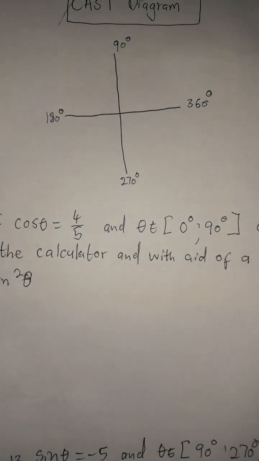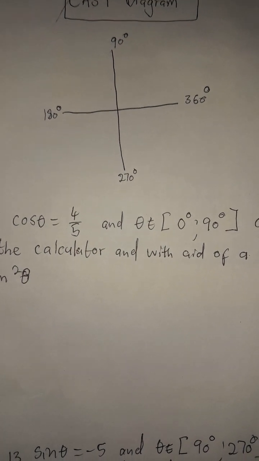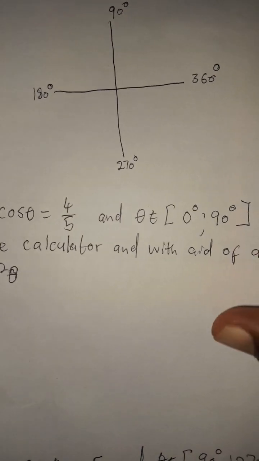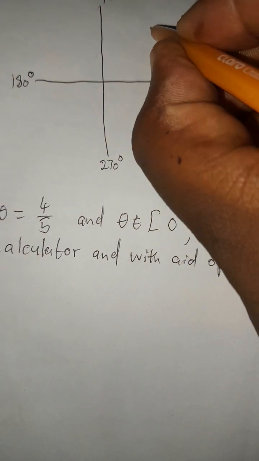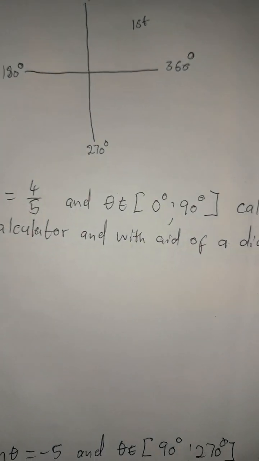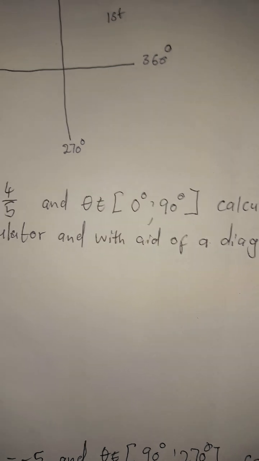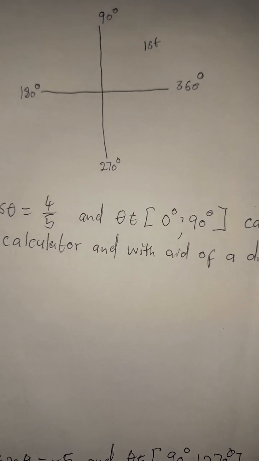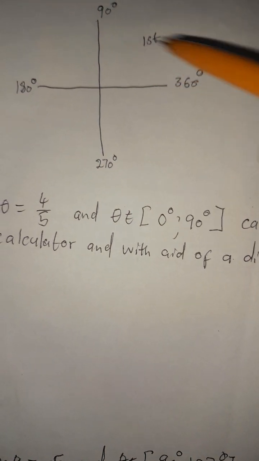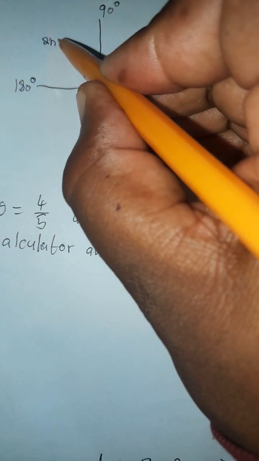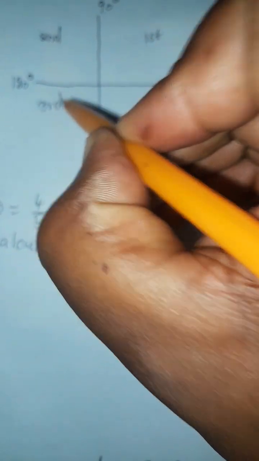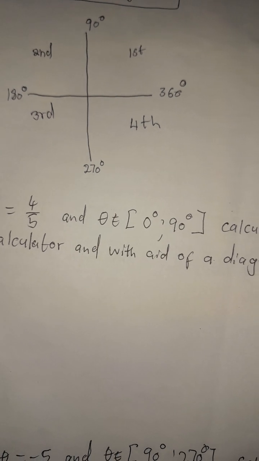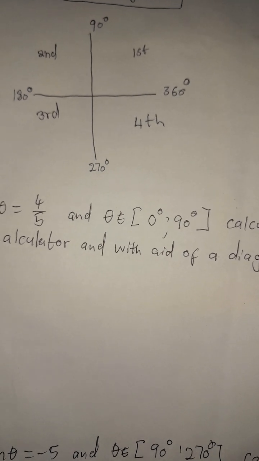I'll first start with the Cartesian plane, right? The Cartesian plane is divided into 4 parts. The first part is what we call the first quadrant. And this is the first quadrant here. And we also have the second quadrant, the third, and the fourth quadrant.